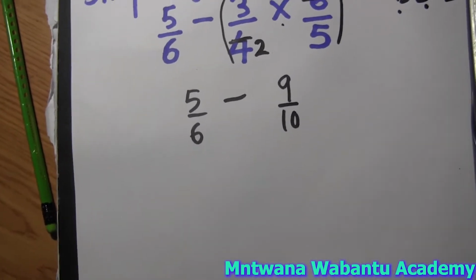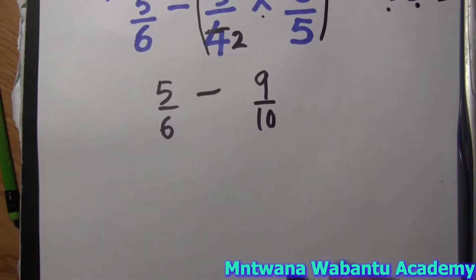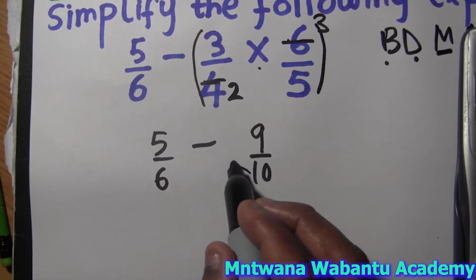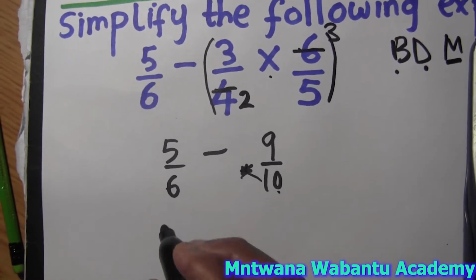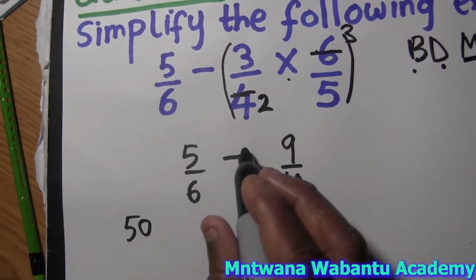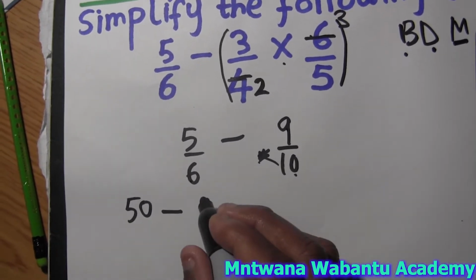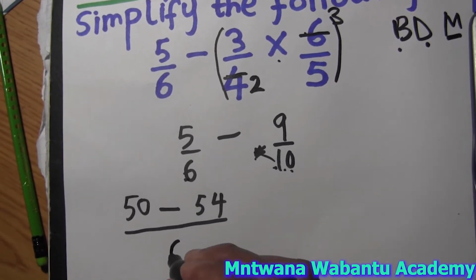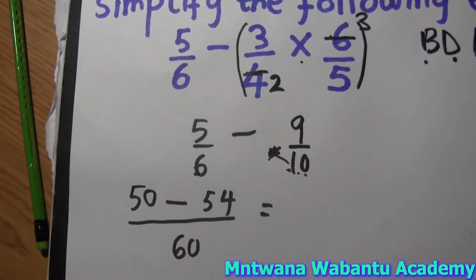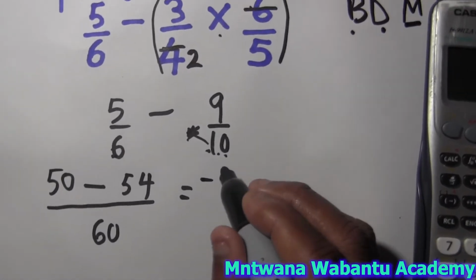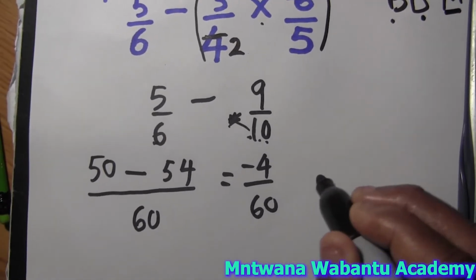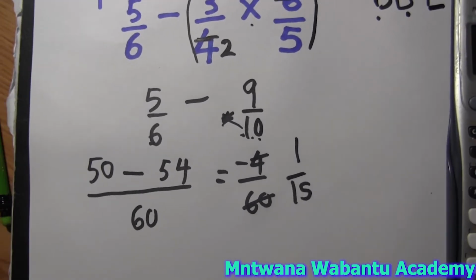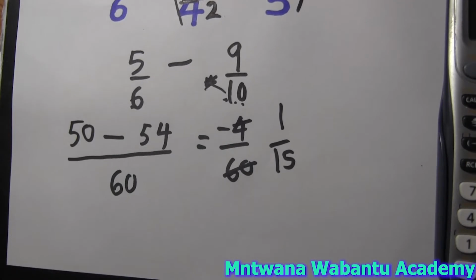So now let's go. Simplifying this is very, very easy. There are a lot of ways you can do this, but I'm going to say start always with this. 10 times 5 equals 50. And then minus 6 times 9 equals 54. And then we take this multiplication, which is going to give us 60. So 50 minus 54 is negative 4, and then over 60. If you divide by 4, how many 4s in 60? 15. So negative 1 over 15.